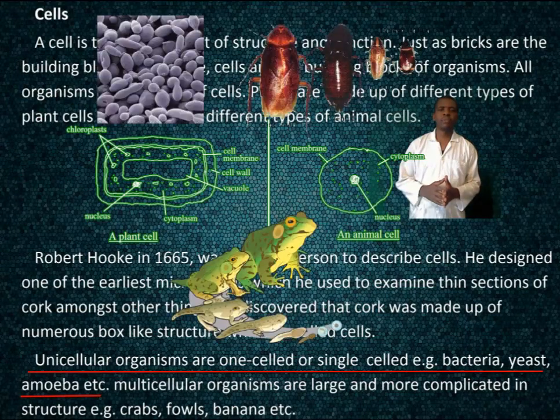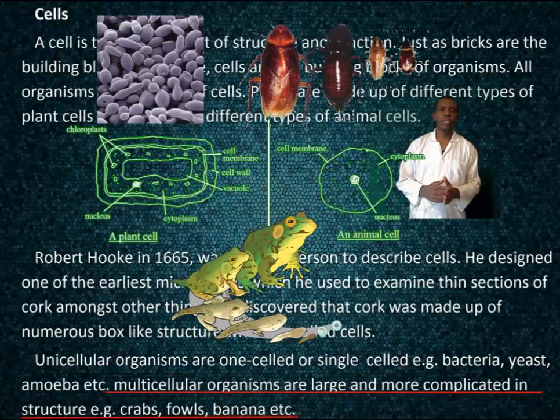Unicellular organisms are one-celled or single-celled. Example: bacteria, yeast, amoeba, etc. Multicellular organisms are large and more complicated in structure. Example: crabs, fowls, banana, etc.